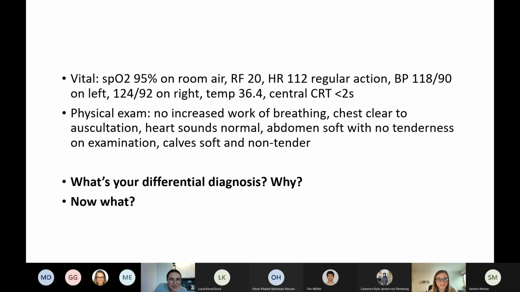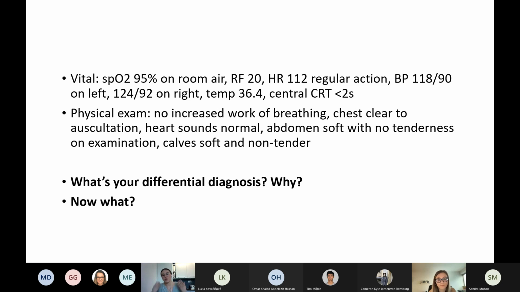Yeah, okay. And then you do an examination of her vitals. She has an oxygen saturation of 95% on room air, respiratory frequency of 20, heart rate is 112 with regular action, which means that it is regular. Blood pressure is 118/90 on left side and 124/92 on right side. Always do it on both arms.